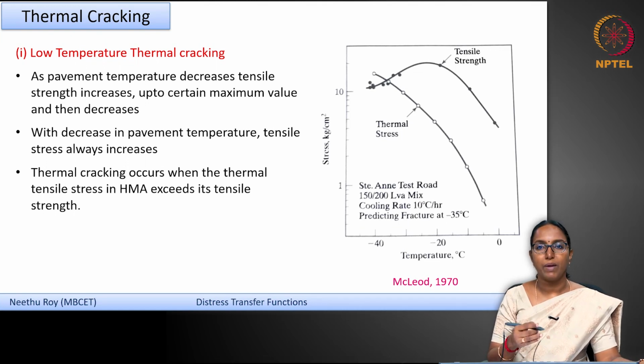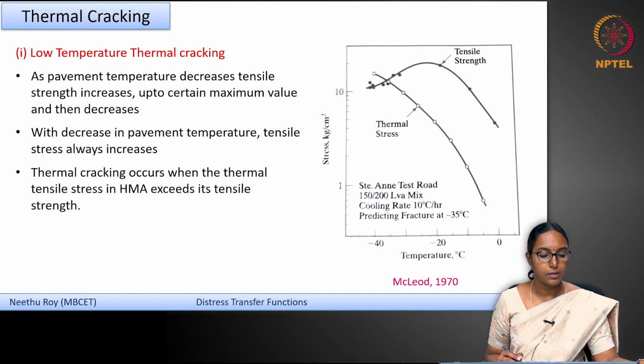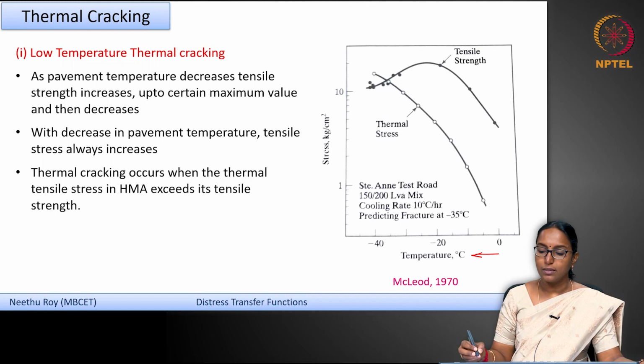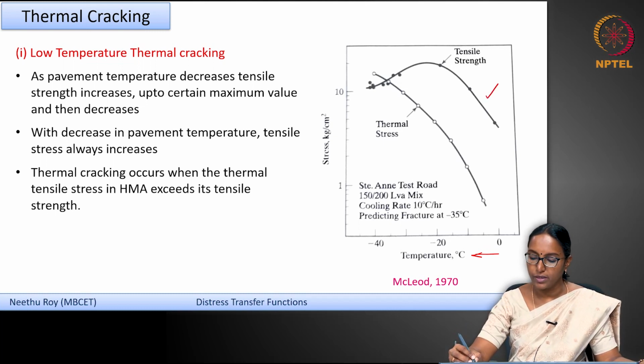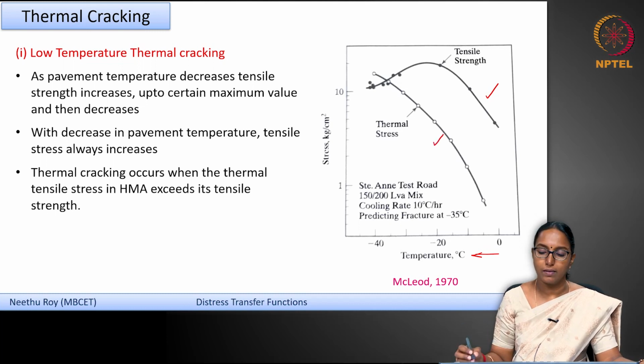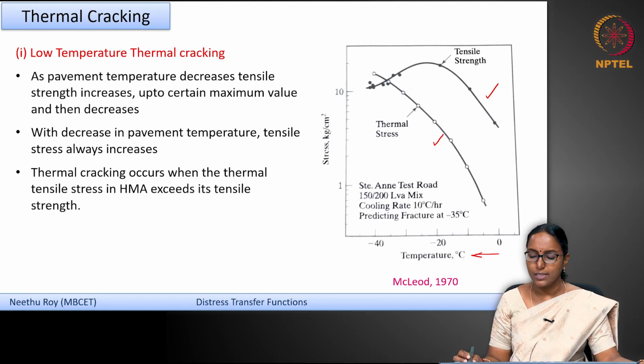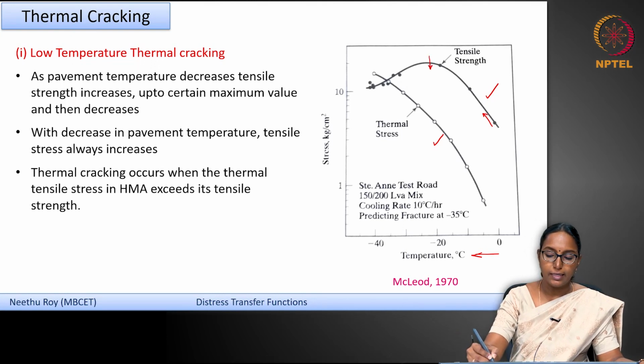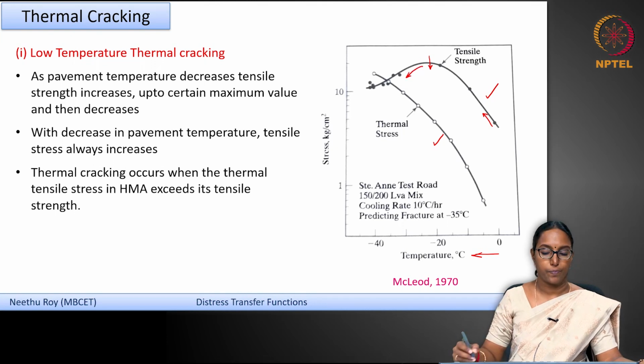See, as the pavement temperature decreases, we know that the tensile strength of the material can increase. You can see a picture here by McLeod. From right to left, the temperature decreases, and this graph shows the tensile strength of the material, and the other one shows the thermal stresses in the material. So we see that as the temperature decreases, the strength of the material keeps on increasing, but only up to a certain level. Thereafter the strength decreases.